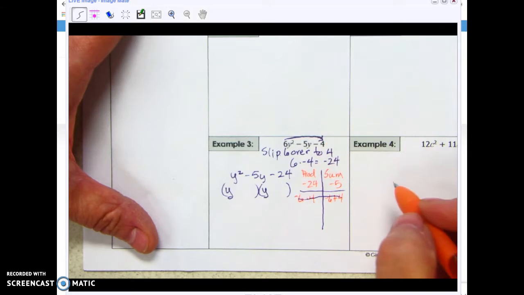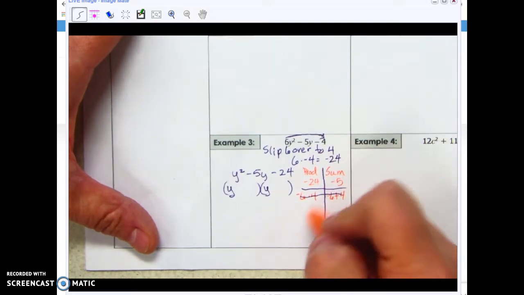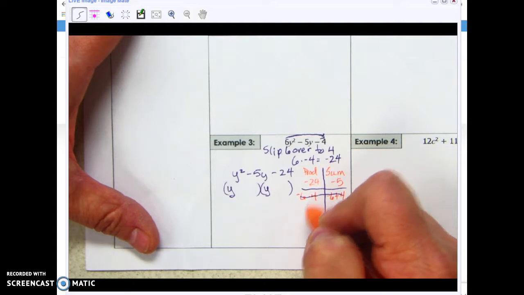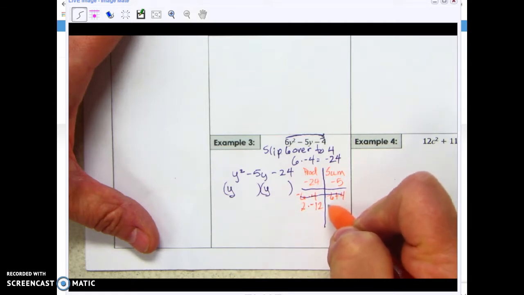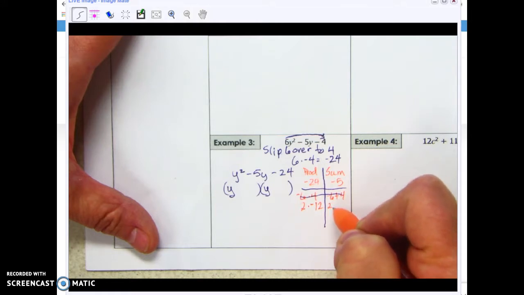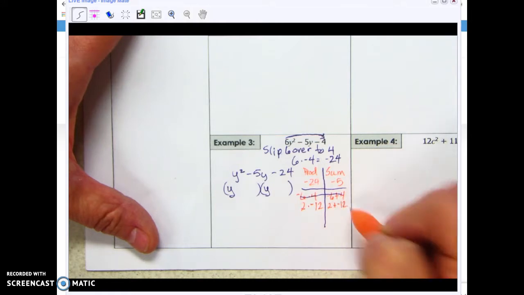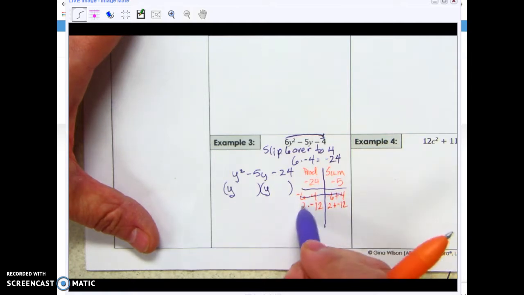So that didn't work. And quite often, that's what happens. We don't pick the numbers right the first time. Okay, so then it's not that. So maybe it is 2 times 12. And we'll say 2 times -12. And I'm going to double check. Does that equal -5? So 2 plus -12 equals -10. Again, that won't work.